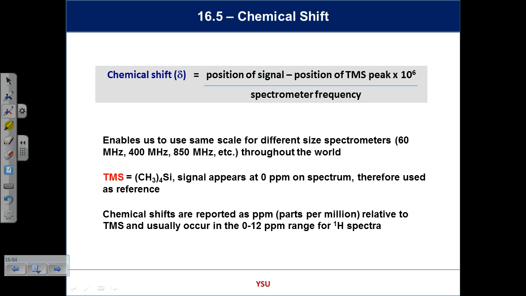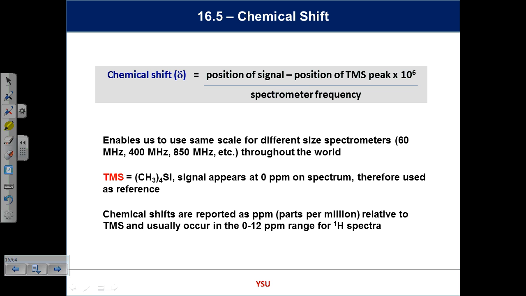And this chemical shift is basically the equation as it says right there. Because we have different size spectrometers, we've got 400, Sammy here might have an 800 in his basement, we need to have the numbers the same to make this thing uniform. So we can see here position of signal minus position of TMS peak, times 10 to the 6, divided by the spectrometer frequency. You won't need to do that calculation. It's very much like alpha D when we did that a while back. It's a standardization to talk about the same numbers using different instruments.